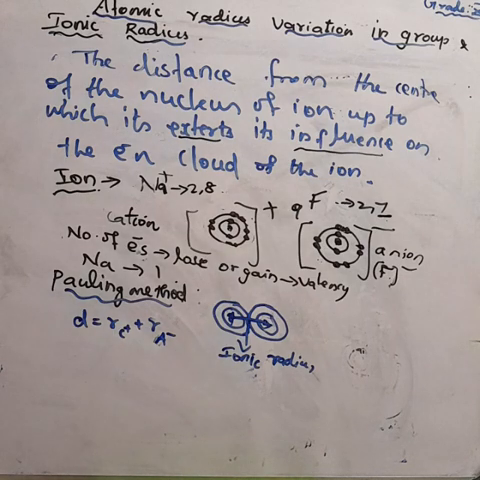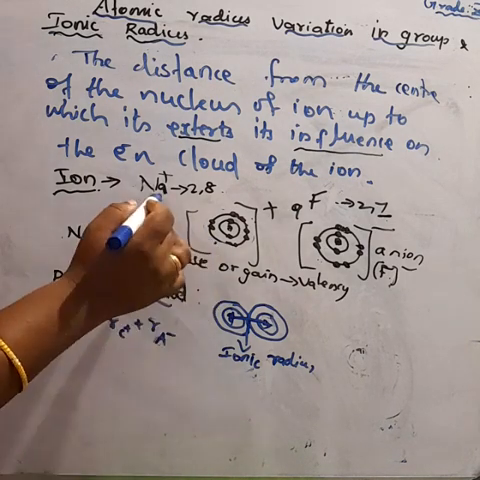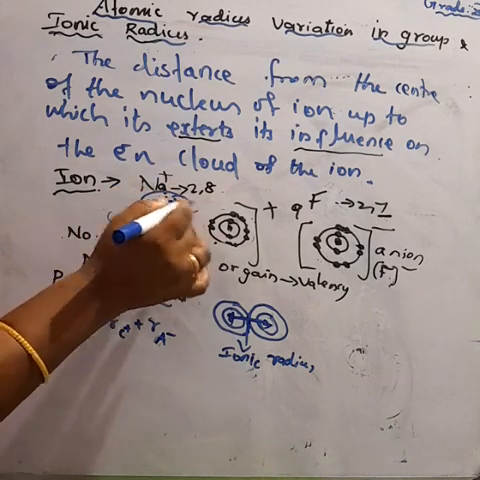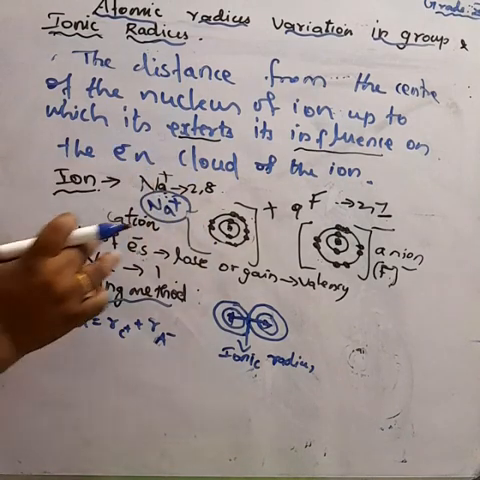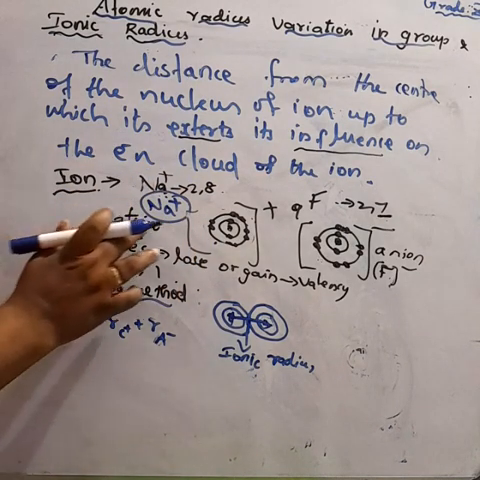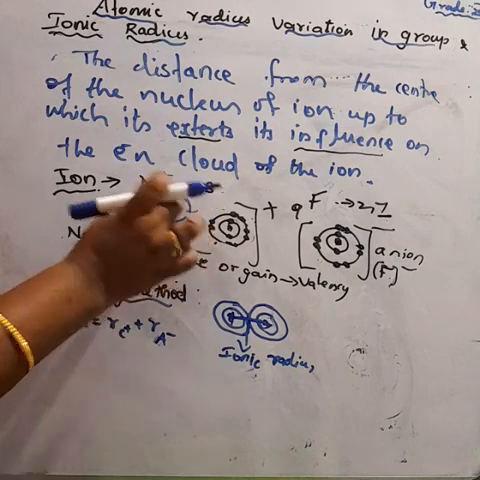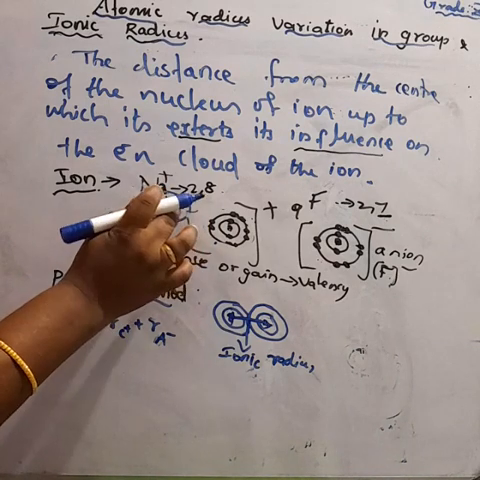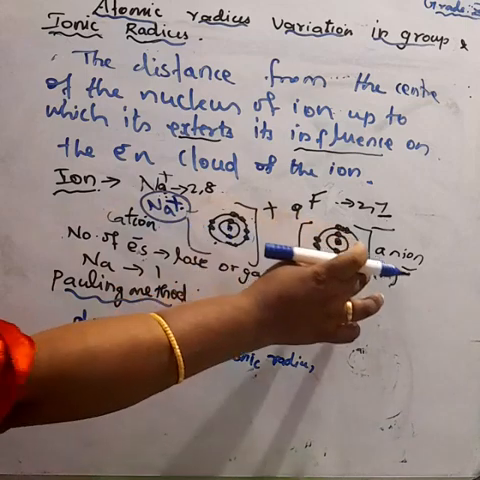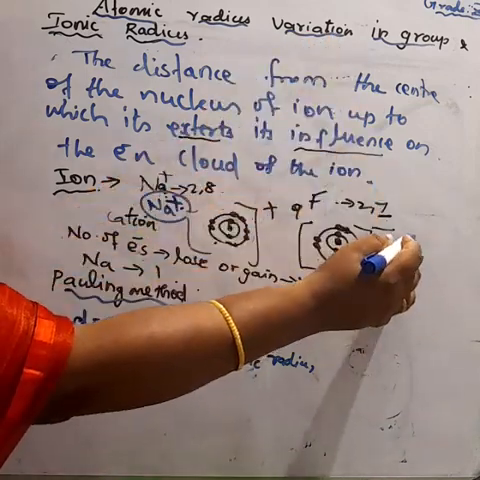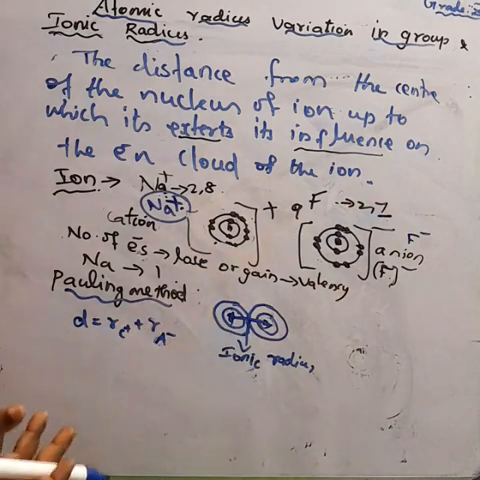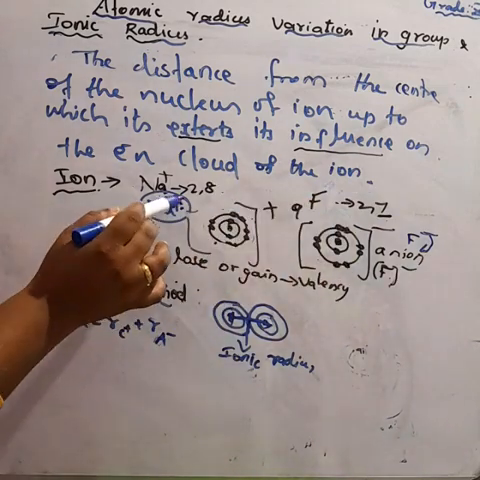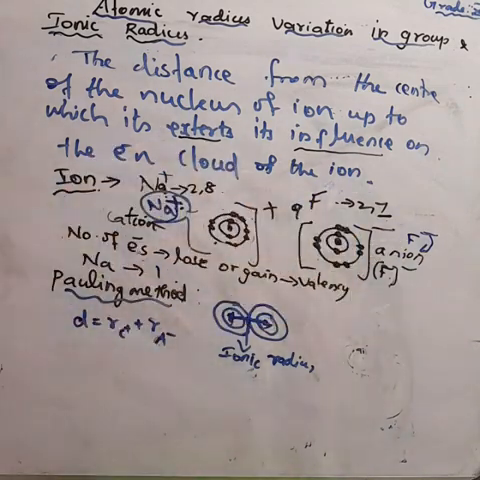For example, a sodium atom can remove one electron from its outermost shell. When it removes one electron, it forms the sodium ion, a positive ion or cation, Na plus. The positive charge indicates the cation. When the fluorine atom gains one electron from the sodium atom, it forms the anion, the fluoride anion. The minus charge indicates the anion.